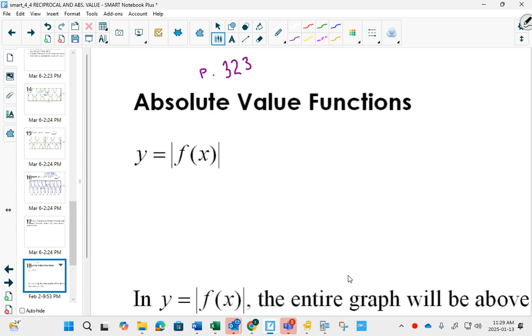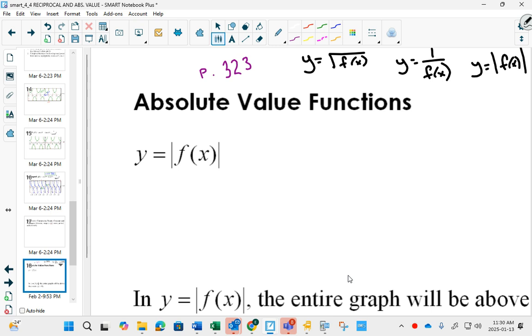So in chapter 2, you learned how to square root any graph. We just finished doing the reciprocal of any graph. And the last thing we're going to look at is the absolute value of any graph.